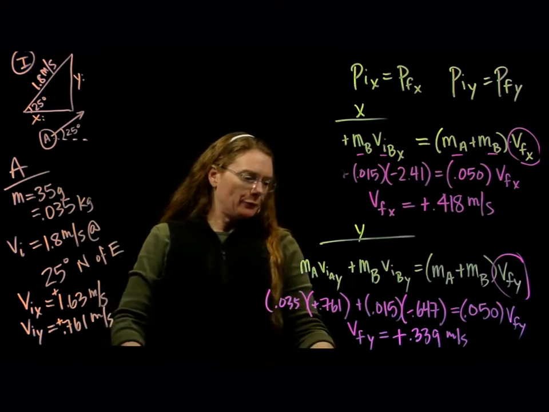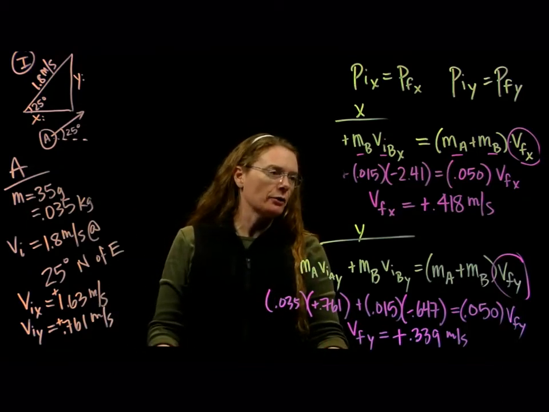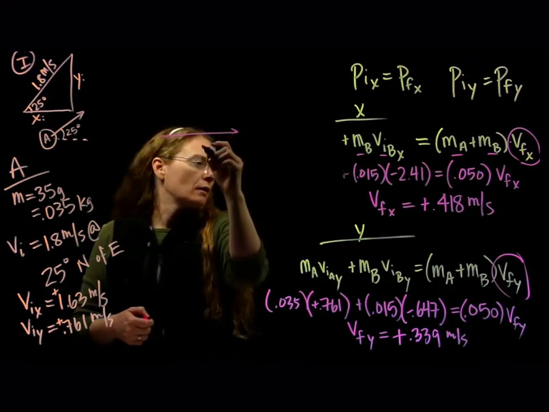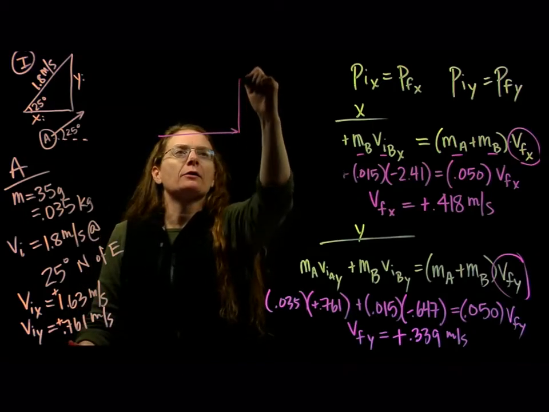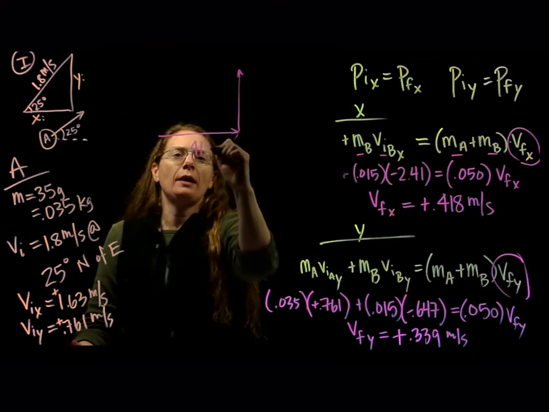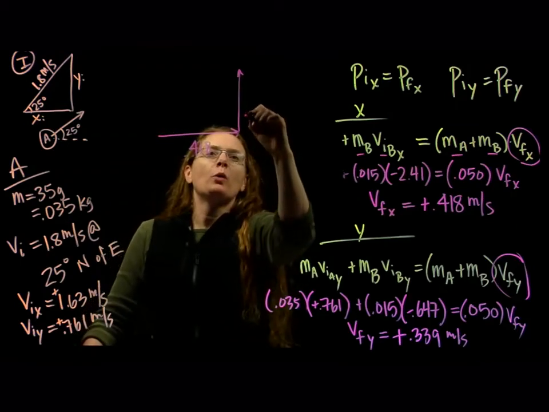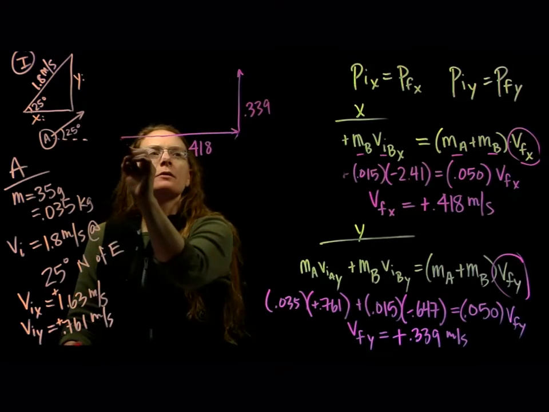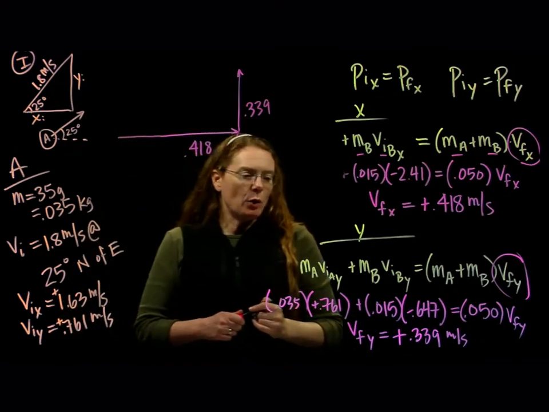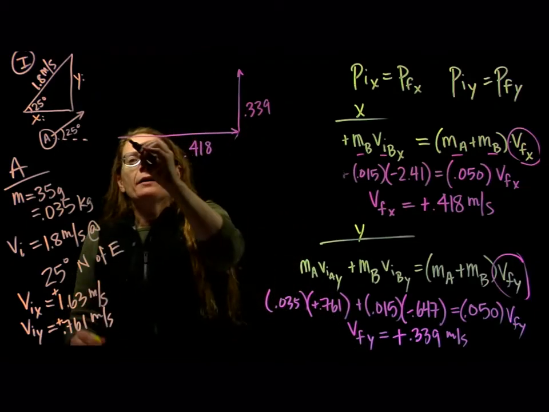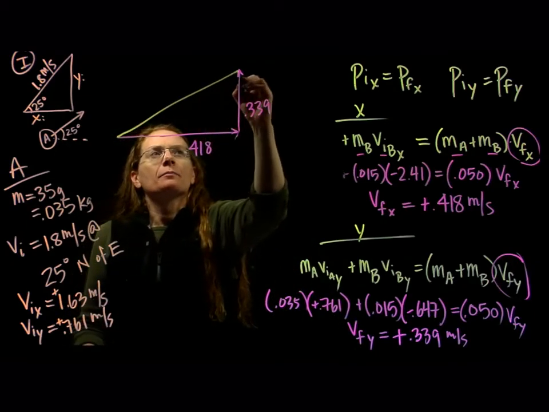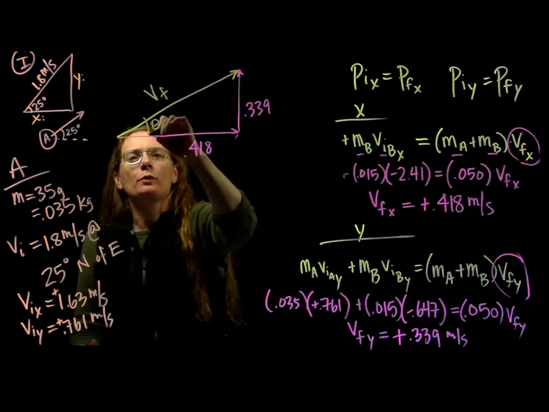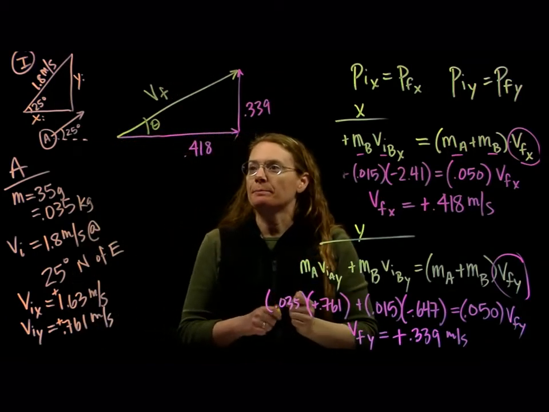All right, so what do we have for our final? In the x direction, we're going to the right at 0.418. And we're going up in the y direction. Okay, so 0.418 in the x direction, 0.339 in the y direction. I'll make this one a little bit longer since it's bigger. Those are my components. My final velocity is this thing right here. So this is my final velocity. And then we'll get our direction from that one.